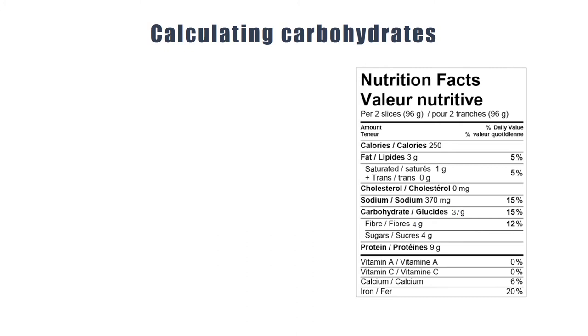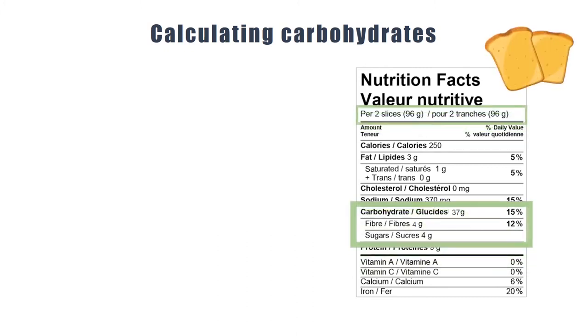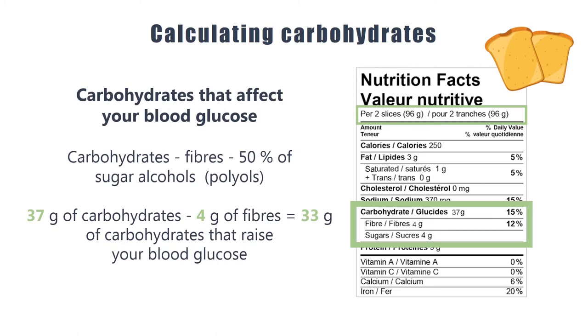For someone using the advanced method of carbohydrate counting and rapid-acting insulin, the Diabetes Canada 2018 Clinical Practice Guidelines does not recommend adjusting the amount of rapid-acting insulin to the intake of sugar alcohols. This assumes that the person is not consuming more than 10 grams of sugar alcohols per day. For example, for a 2-slice serving of this bread, we have 37 grams of total carbohydrates, minus 4 grams of fibers, for a total of 33 grams of carbohydrates that will affect your blood sugars.